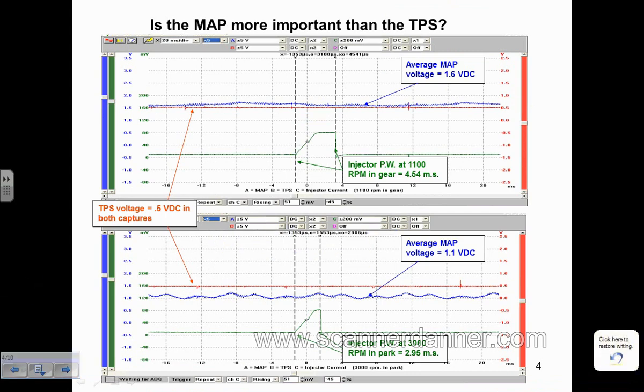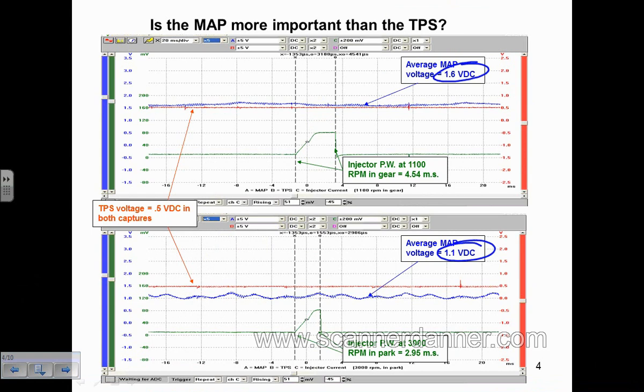So you look at the bottom picture, we have a pulse width of 2.95 milliseconds. We look at the top picture, we have a pulse width of 4.54. Same throttle angle. What changed? Engine load changed. Which sensor is the one that's sensing this engine load? Is this MAP sensor. So I'm at 1.1 volts on the MAP down here, 1.6 volts up here. How much does this MAP sensor show engine load?